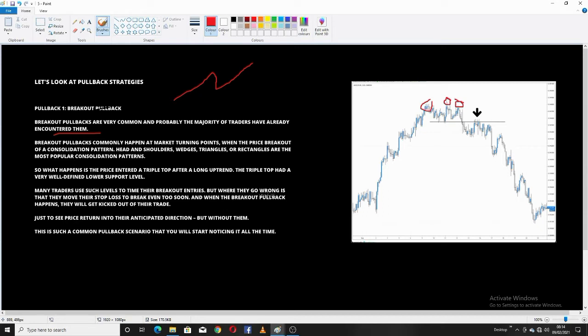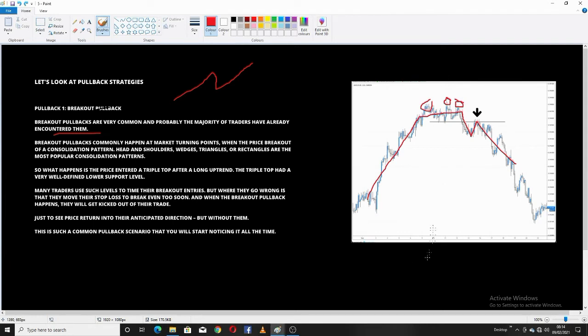But where they go wrong is when they move their stop loss to break even too soon. And when they pull back, as it happens, the market will kick them out. So as you can see here, the price pushed up, and then it got here, it formed a triple top. That's a pattern that we talked about. And then it dropped, and then it came back to the support and made it resistance, and then pushed up. So that's what we call a breakout pullback. It broke out and then it pulled back to the level that it had just broken.